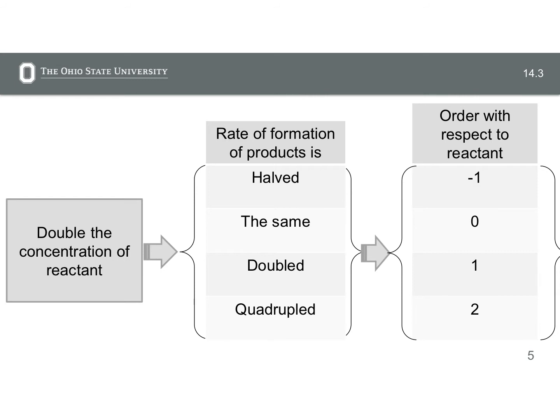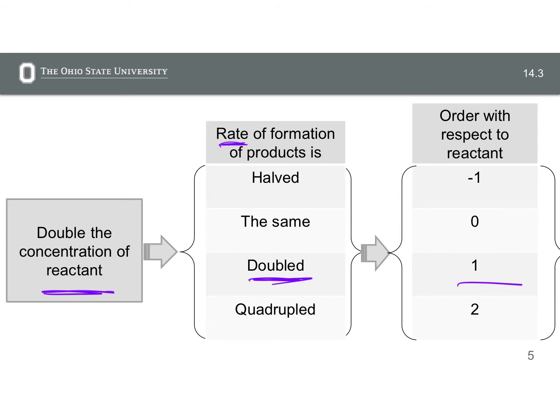So let's say that we're looking at our experimental data, and we notice that the concentration is doubled for a given set of data. For one reactant, the other is constant. So we know the concentration is doubled. Now we look at how the rate is affected. If the rate is doubled, then we know that the order with respect to the reactant is 1. We double the concentration, the rate is doubled, the order is 1.